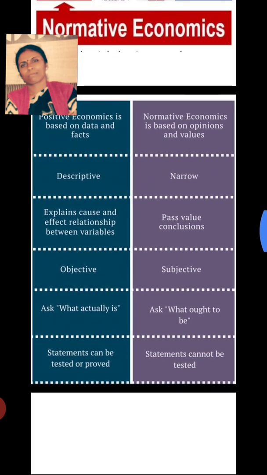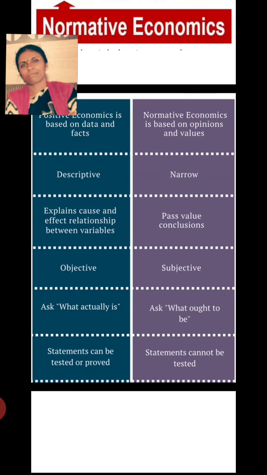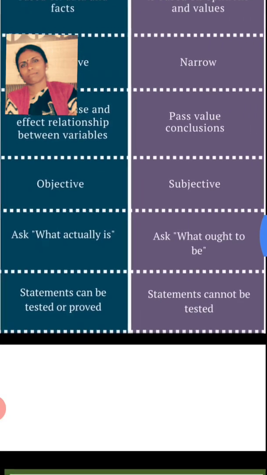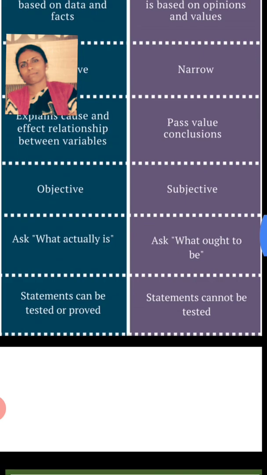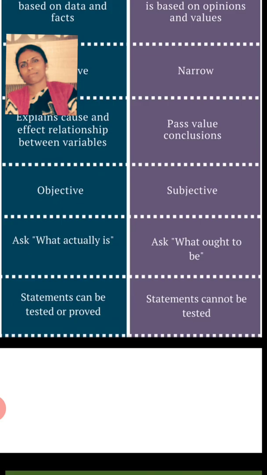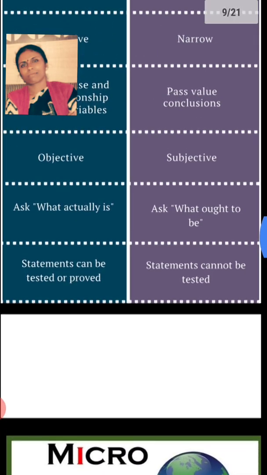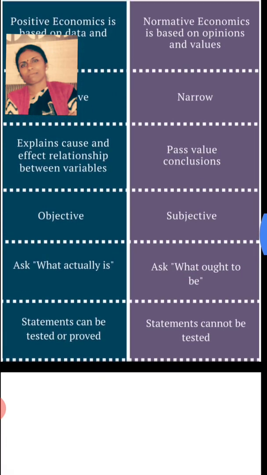And coming to the point, the difference between positive economics and normative economics. Positive economics is based on data and facts, and normative economics is based on opinions and values. Positive economics is descriptive, while normative economics is prescriptive. Positive explains the cause and effect relationship between different economic variables, and normative economics explains value conclusions. It is objective and it is subjective, what actually is, and what ought to be. A statement can be tested and proved in positive economics, and cannot be tested and proved in normative economics. So this is the difference between positive and normative economics.